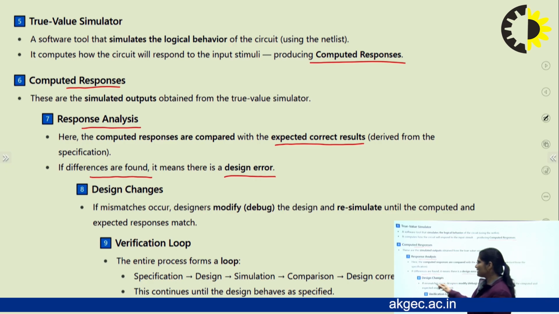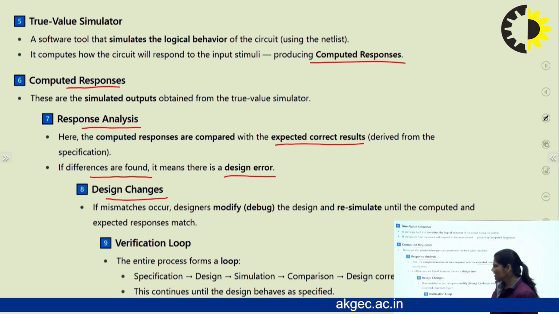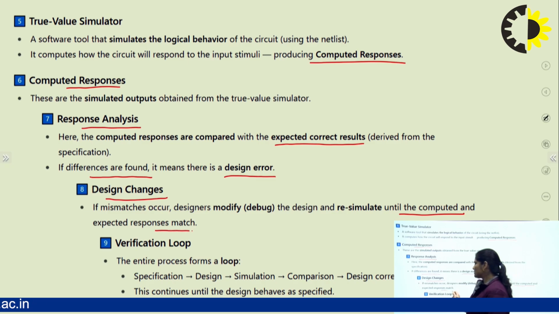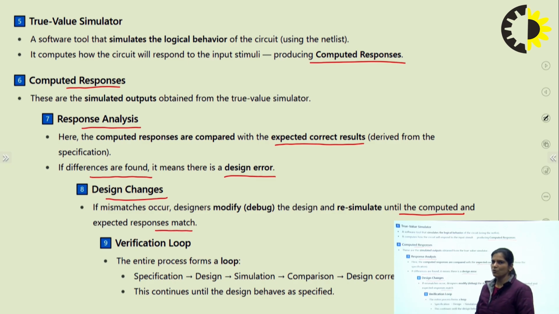If there is an error, then we have to make design changes. It means if there is a mismatch in the output response, the designer has to modify or debug the design and re-simulate it again, until the computed and expected responses match. We have to do this whenever we are not getting the actual expected response.